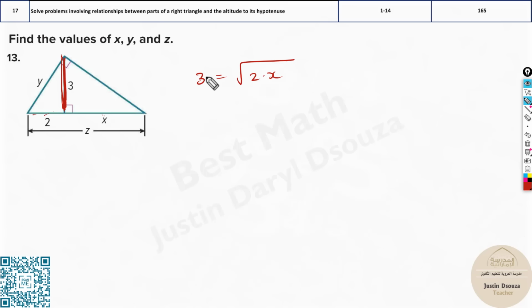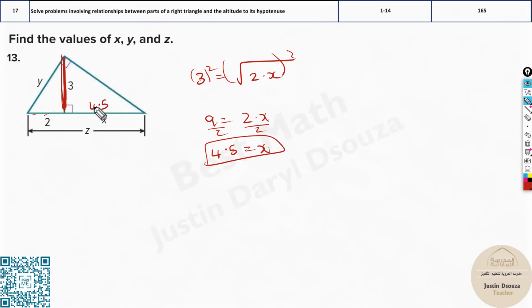How can I solve it? You can just put this in the calculator and you'll get the answer, but I'll just solve it manually. Square both the sides. It'll be 9 is equal to 2 times x. It'll be 4.5 is equal to x. Divide by 2, divide by 2. So x value is 4.5 here.